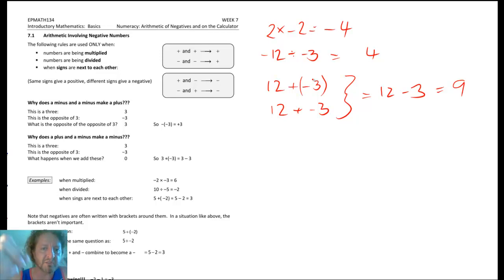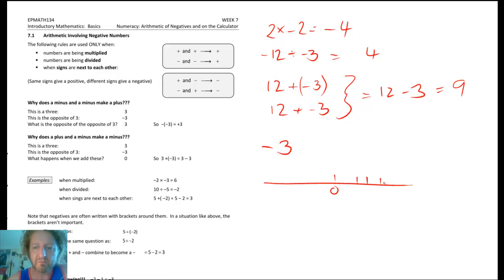I've got a bit of a justification here to try and say, well, what's happening? Why does a minus and minus make a plus? So I started out with this statement. This is a 3. -3 is the opposite of 3. What's the opposite of the opposite of 3? So on the number line, here I am at 3. The opposite of 3 is here. What's the opposite of the opposite of 3?